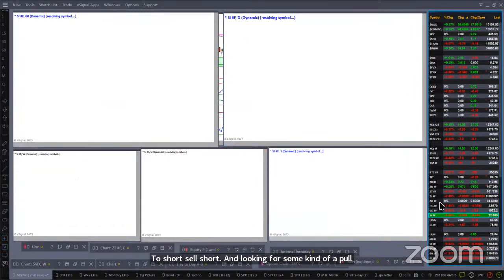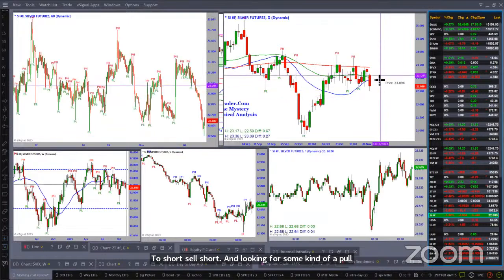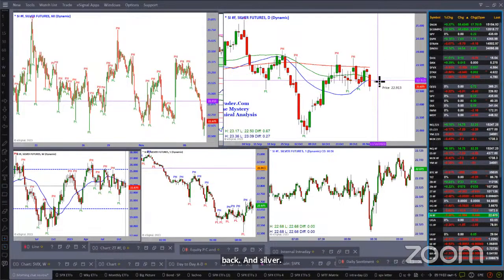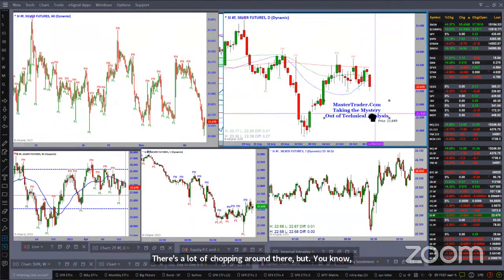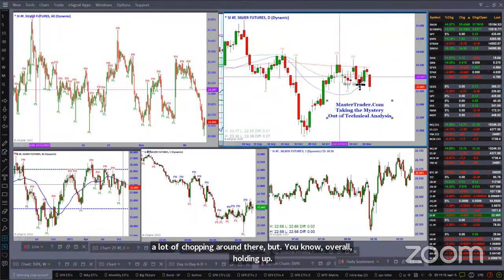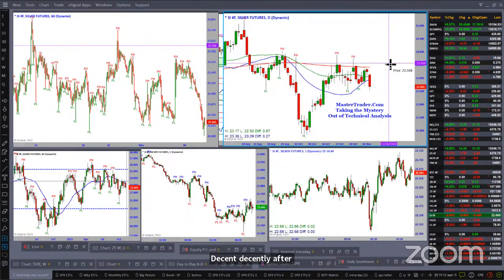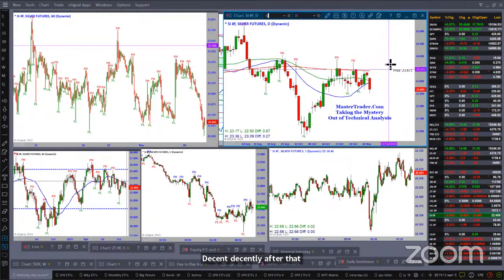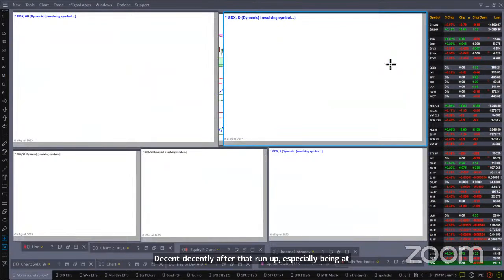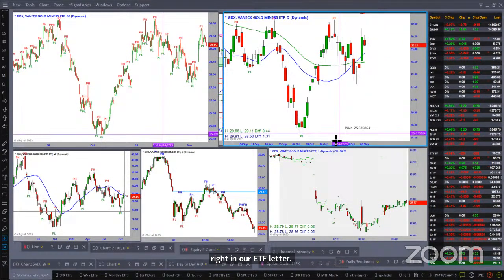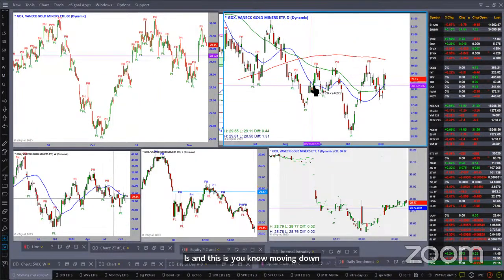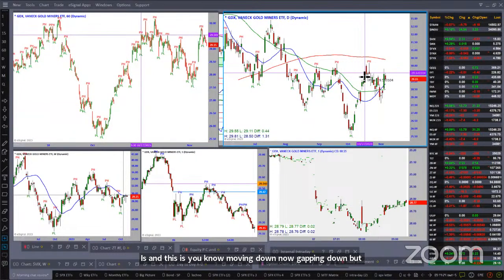And silver, there's a lot of chopping around there, but overall it's holding up decently after that run up, especially being at resistance. And one of the things that we're looking for right in our ETF letter is, and this is moving down now, gapping down, but this downside shakeout.